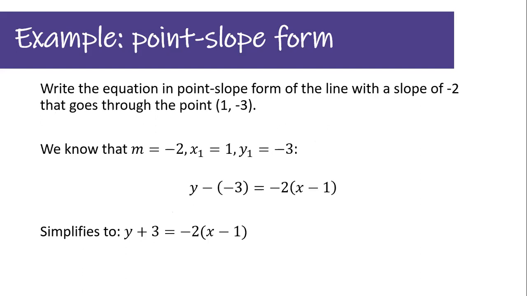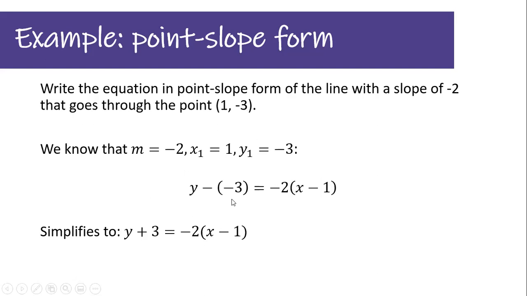So let's first talk about the equation in point-slope form of the line with a slope of -2 that goes through the point (1, -3). Here, we know that our slope is -2 because the problem told us that. So we'll see that m equals -2. We also know from the point that x1 is 1 and y1 is -3.